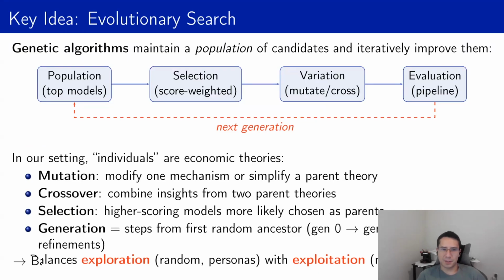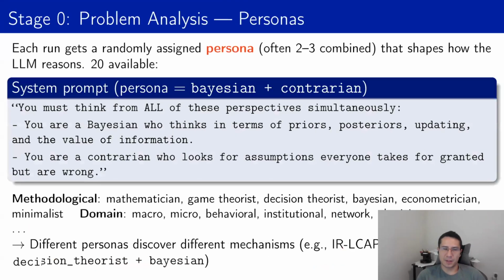In our setting, individuals are going to be economic theories. Mutation is going to be modifying one mechanism or simplifying a parent theory. Crossover combines insights from two parent theories. In selection, higher scoring models are more likely chosen as parents, and generation starts from a first random ancestor. That's going to balance exploration, which is random with personas, I'll speak a little bit about that, with exploitation, which is refinement. So to get different initial solutions, I'm going to use what's called a persona.